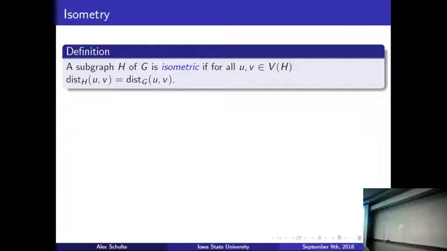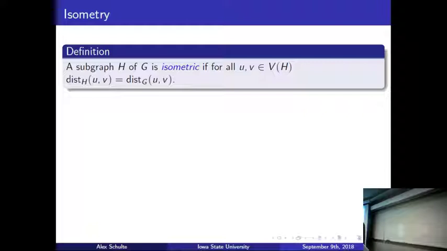Is this where I define isometric subgraph? Yes, I think so. An isometric subgraph, this might be a term you haven't seen, but maybe you have, is a subgraph where all the distances are preserved. If you take your graph and delete a vertex, that would be an isometric subgraph, but if you delete an edge, you're no longer isometric, because the distance between the vertices that the edge joined is now bigger than 1.